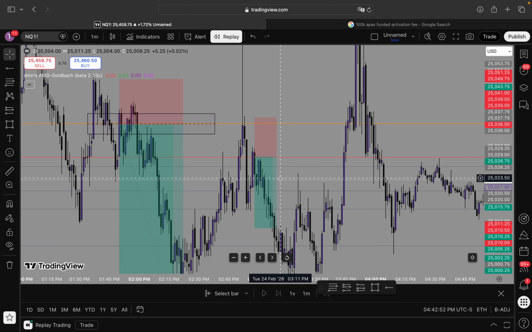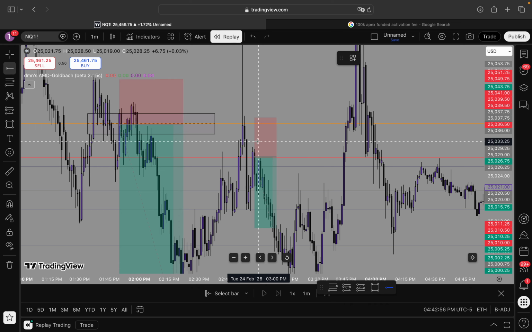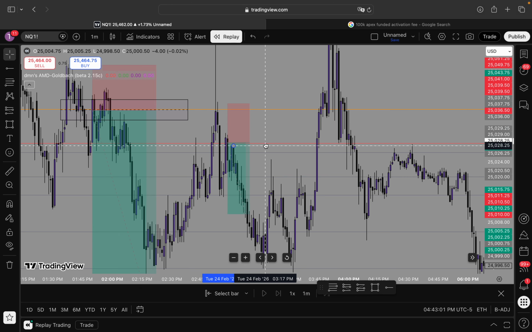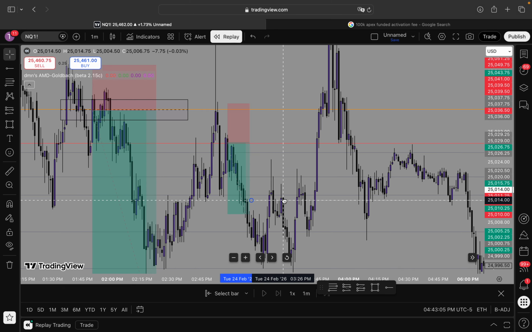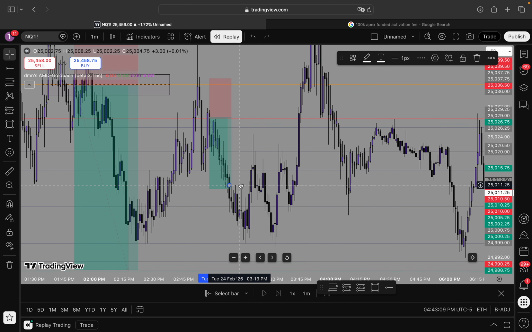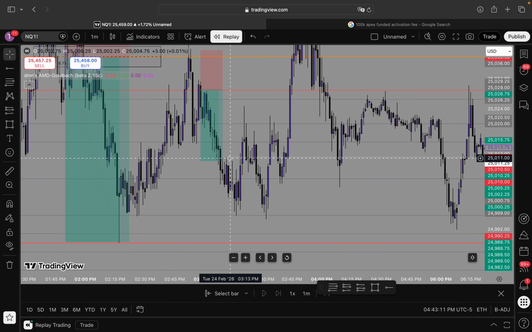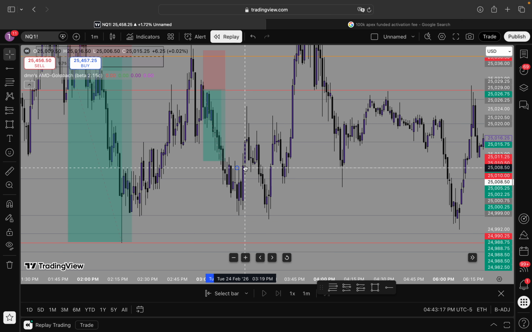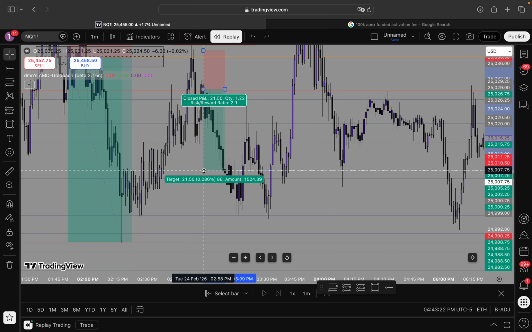Let me get rid of these lines so it doesn't confuse you. You're following your stop from there to here, to here, to here, all the way down to where do you get your next pullback? Right there. And then you go down, where do you get your next pullback? Here. And then where do you get your next pullback? Down. So you would have got all the way down to here before it would have stopped you out.